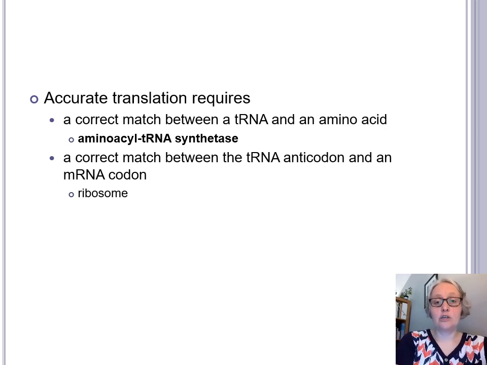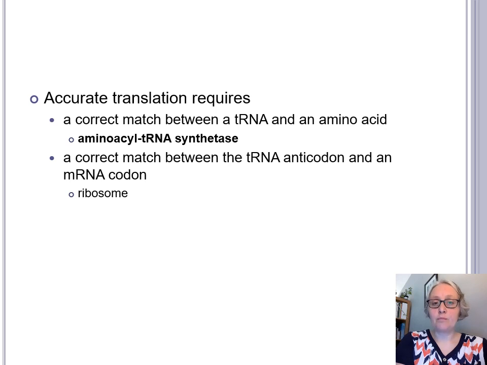Accurate translation, then, is going to really require two important processes. Number one, I've got to make sure that the correct amino acid is on the correct tRNA molecule. So there has to be a match between all these different tRNA molecules and all these different amino acids, and I've got to make sure that the right ones pair up. In order to do that, I'm going to use an enzyme called aminoacyl tRNA synthetase. Yes, you do need to know that long name.